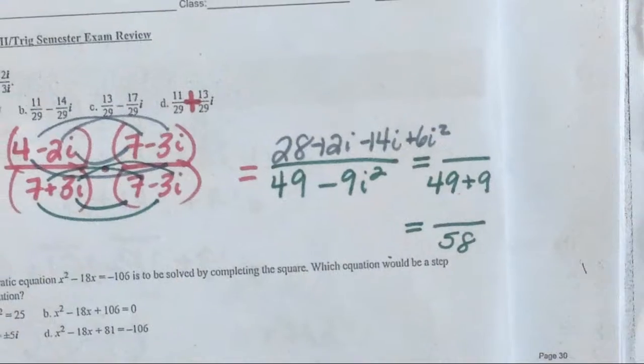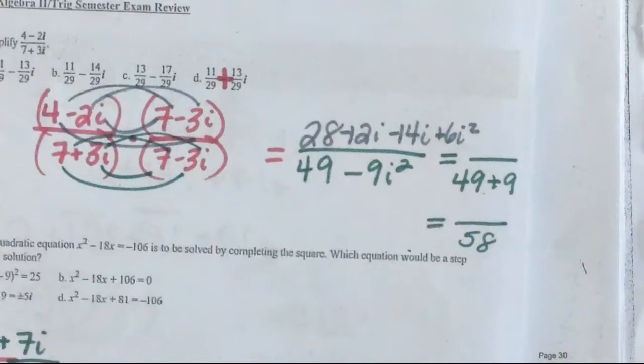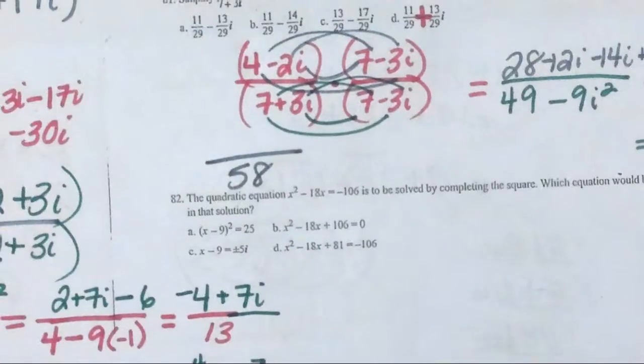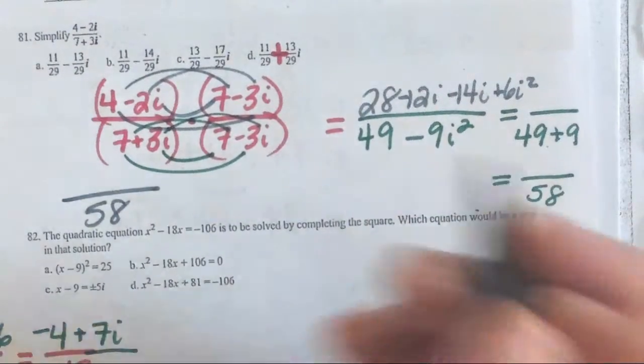Running out of room in my life, so I'm going to have to write it down over here. I know it's something over 58. Darn tiny boxes.